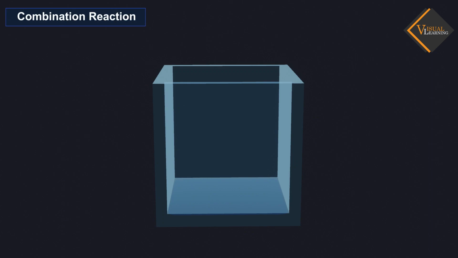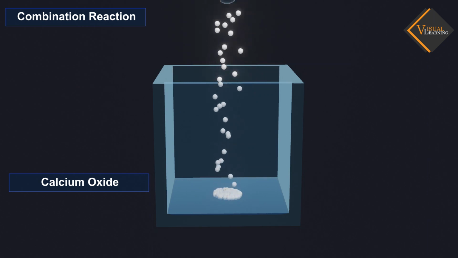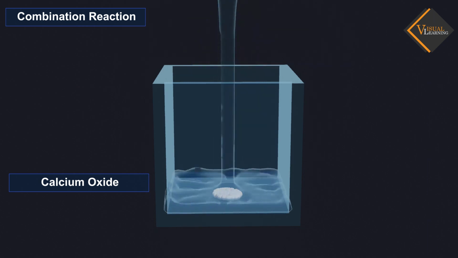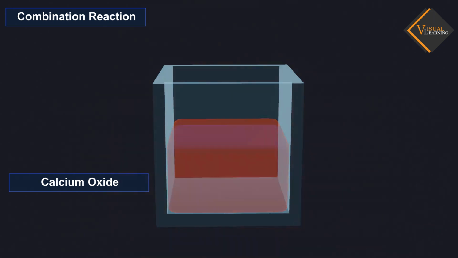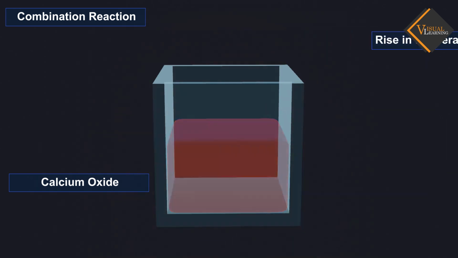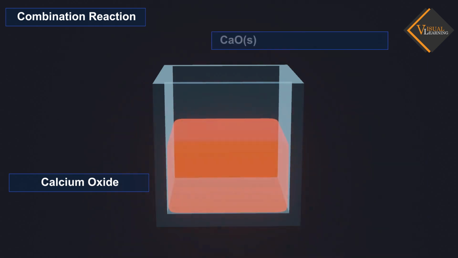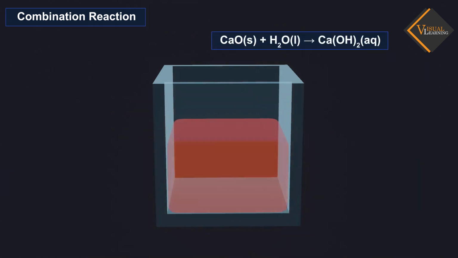Combination reaction. Take a small amount of calcium oxide in a beaker. Slowly add water to this. When we touch the beaker, we feel rise in temperature of the water. This has happened because calcium oxide reacts vigorously with water to produce calcium hydroxide, releasing a large amount of heat.